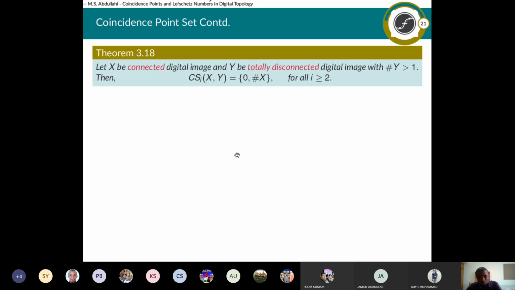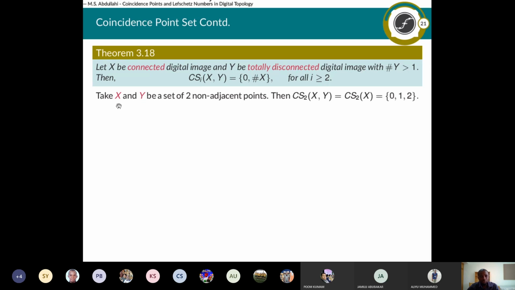So now we want to consider some situations. What will happen if X is connected and Y is totally disconnected? We found out that if X is a connected digital image and Y is totally disconnected, by totally disconnected, I mean the points in Y are far away from each other. What I mean is that we don't have any point that is adjacent to one another. In that case, the coincidence point spectrum for all i is going to be only a set that contains 0 and the cardinality of the image X.